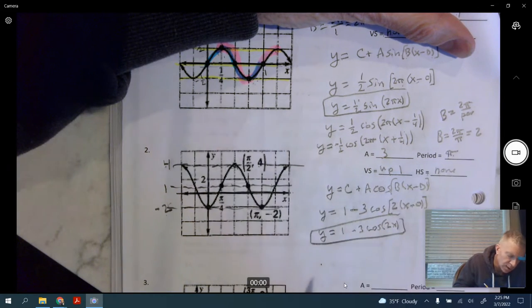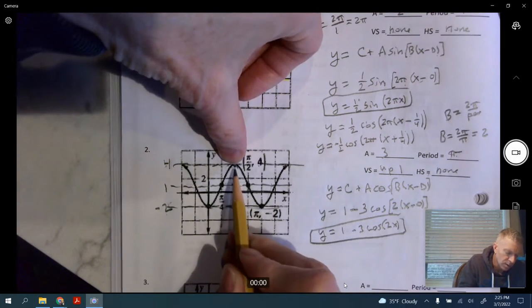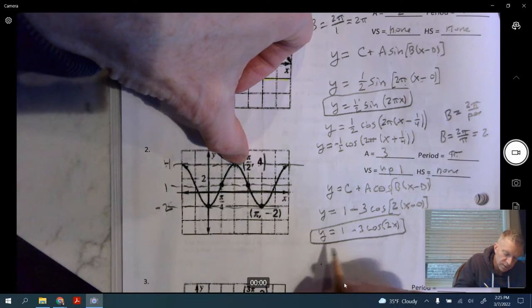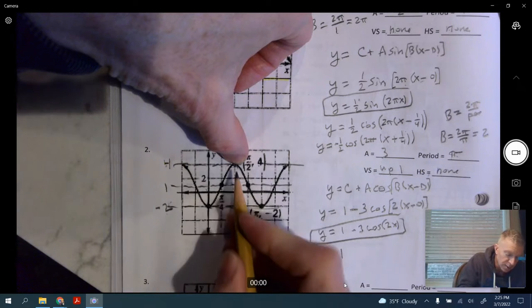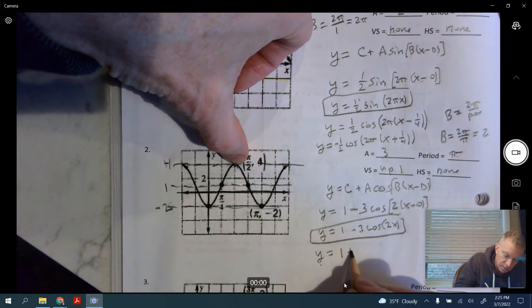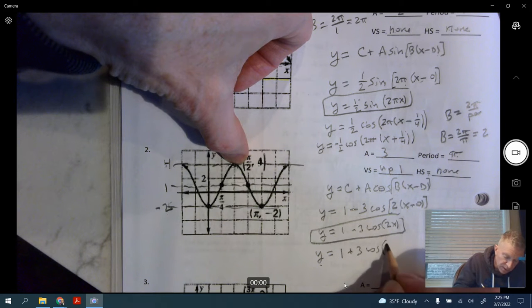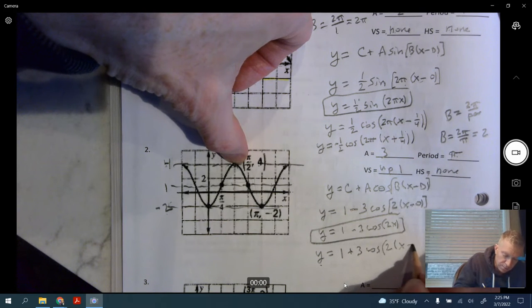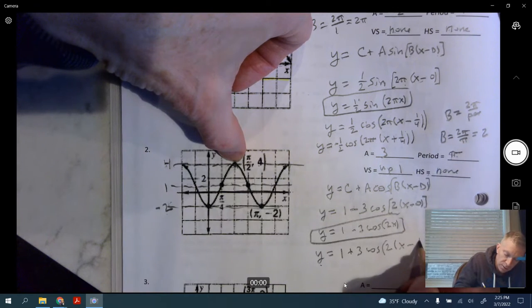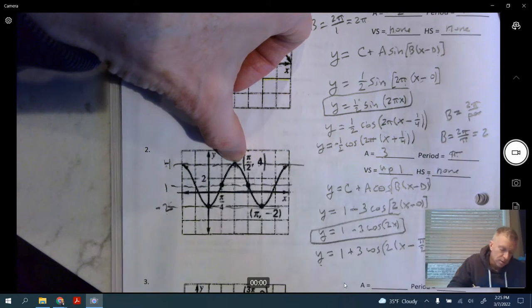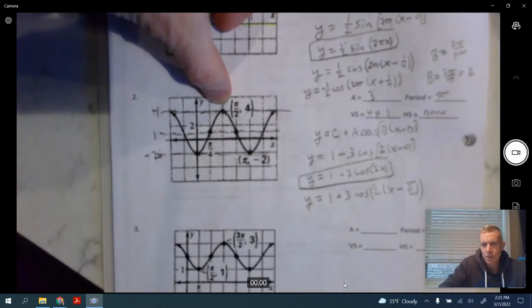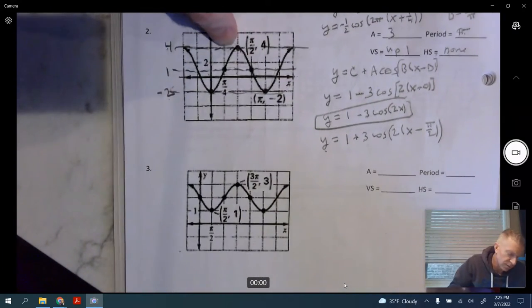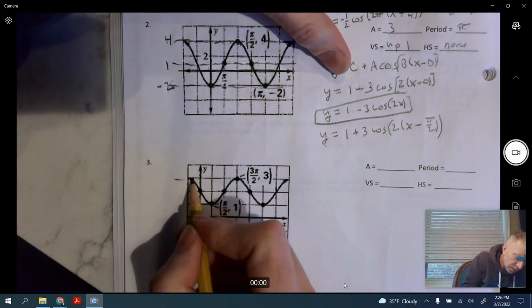Another correct answer, let's say you wanted to do a positive cosine graph and start here. Y equals, the vertical shift doesn't change. The a doesn't change, but now it's a positive graph, so it would be plus 3 cosine of 2. The b value doesn't change. And then x minus a shift of right pi over 2. Okay, that's equally correct.